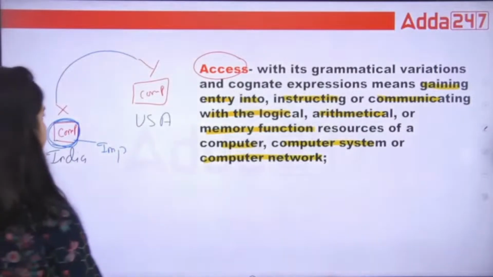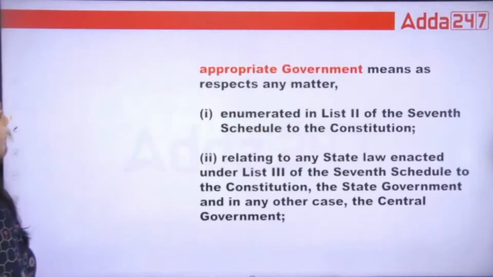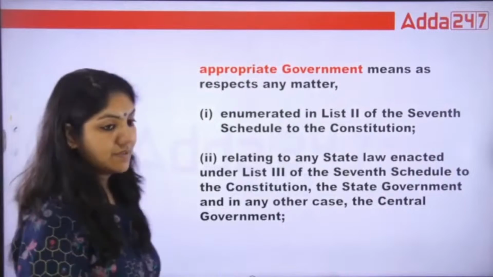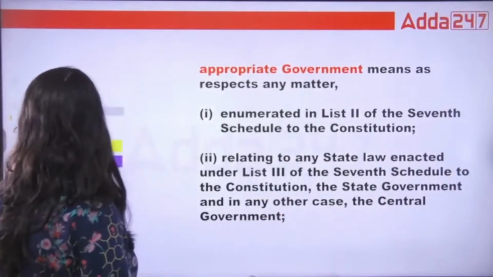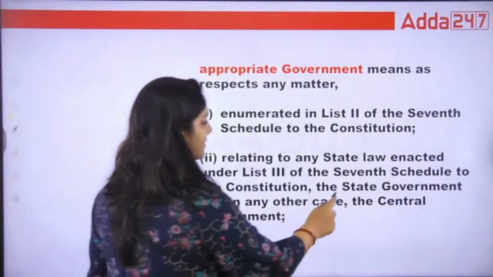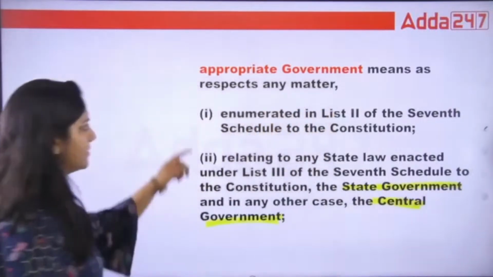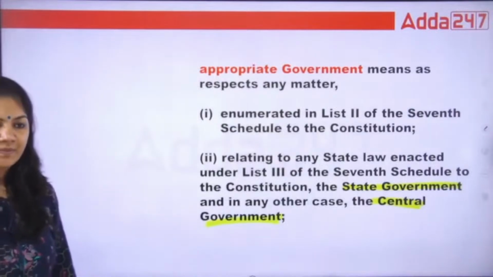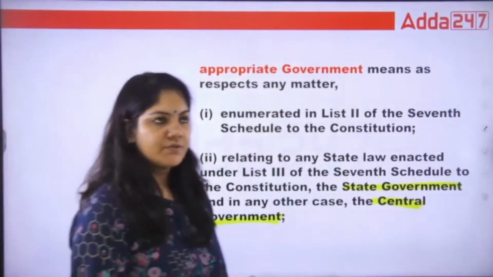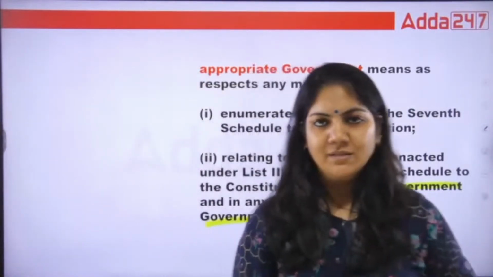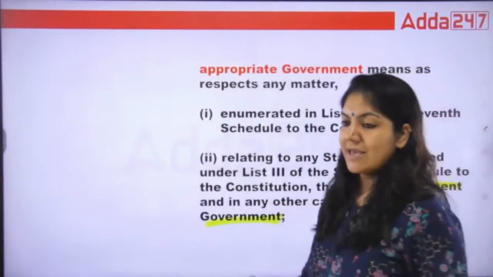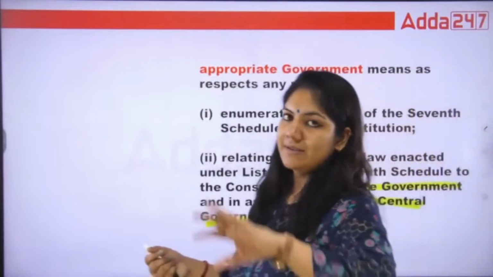Okay, now next, what is appropriate government? Appropriate government, as you can easily see, is basically the state government and the central government. This is called appropriate government. The state government makes the law of the particular state, and the central government makes the law at the central level.